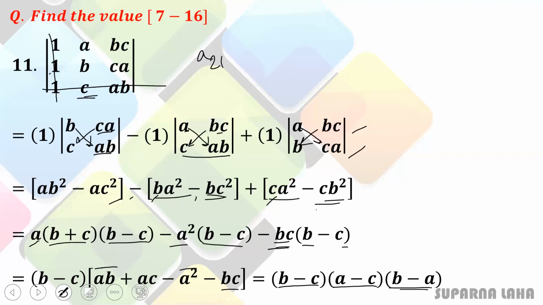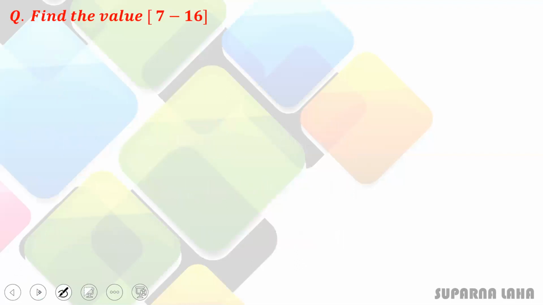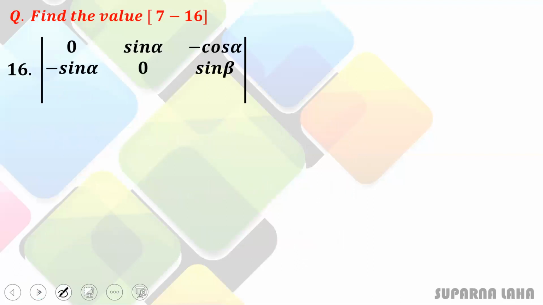Okay, so next, moving to the next problem. Here is the next problem, question number 16. So 0, sine alpha, minus cos alpha, minus sine alpha, 0, sine beta, and cos alpha, minus sine beta, 0. So look, first row: 0, sine alpha, minus cos alpha; second row: minus sine alpha, 0, sine beta; and third row: cos alpha, minus sine beta, 0. And the diagonal elements are 0.